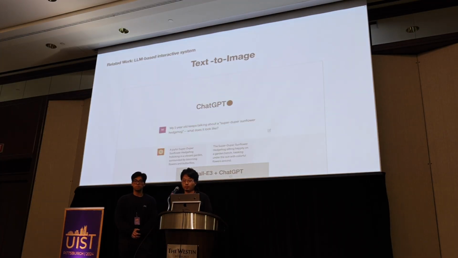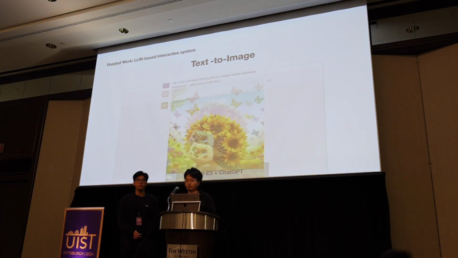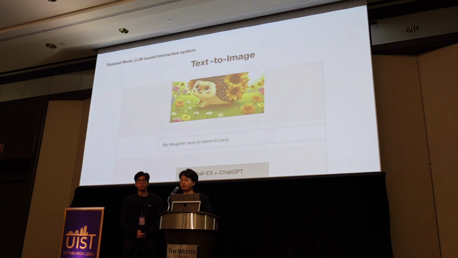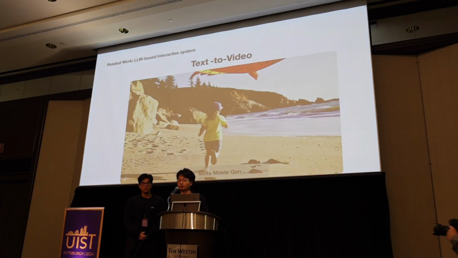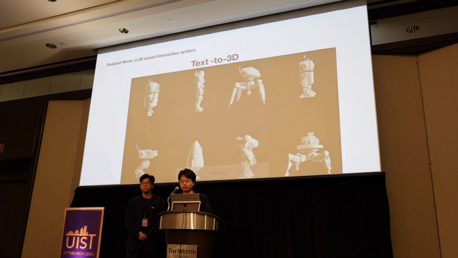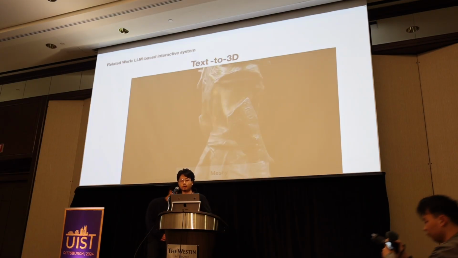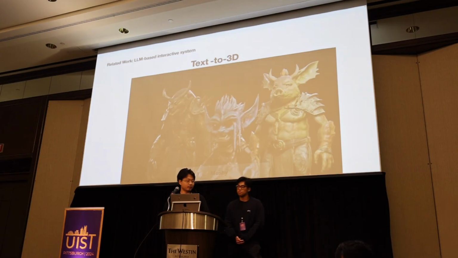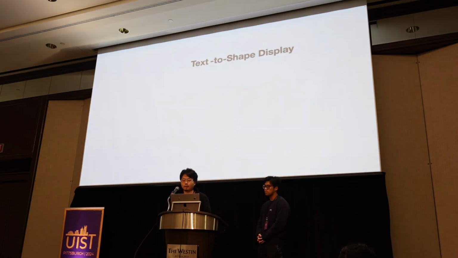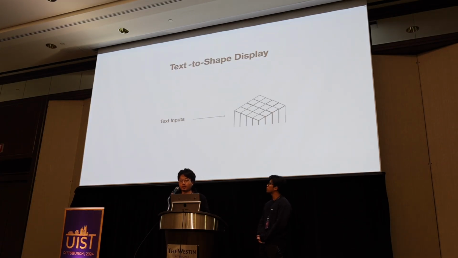With recent mind-blowing advancements in generative AI, text can be transformed into various outputs such as text-to-image, text-to-video, and text-to-3D. This one can help designers with 3D assets with ease. But there are more LLM applications in the market. In our work, we explore text-to-shape display, using text instructions to create dynamic shape changing on the shape display.